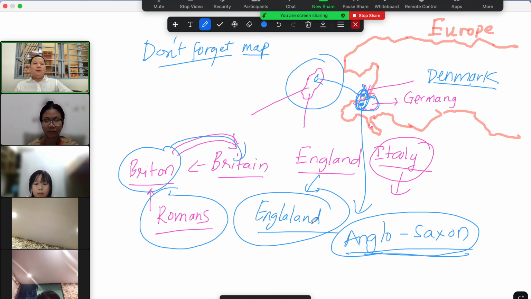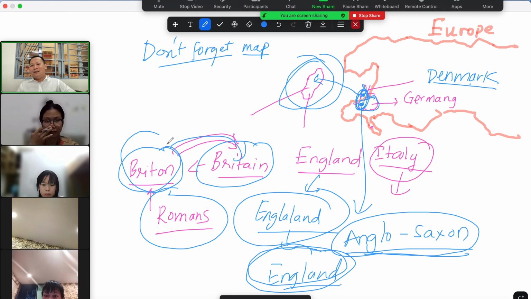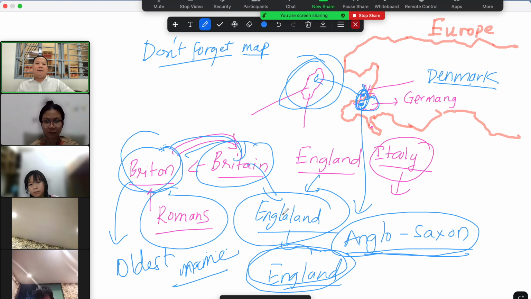So after that, England, now they make it short. So England and Britain are the same land, but with different names. This is the old name. You can say oldest name like that. After that Britannia, after that Britain, and after that England.